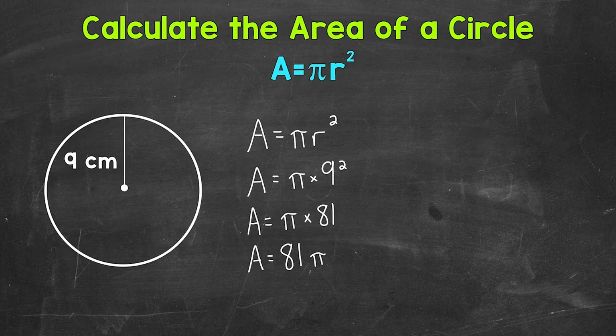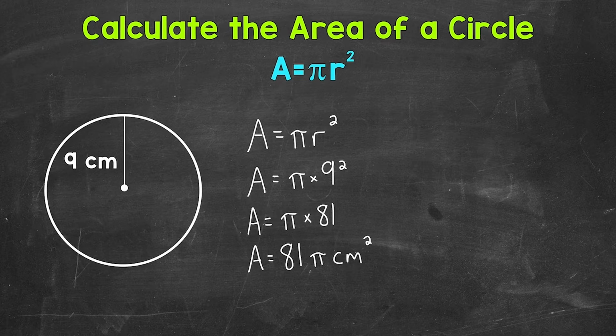One way to write the area of a circle is to write it in terms of pi, meaning we can write our number in front of the pi symbol and put our unit of measure, which is centimeters. And when working with area, it's going to be square units. So we have area equals 81 pi square centimeters. So again, one way to write our answer is in terms of pi. So we have our number and then our pi symbol followed by the unit of measure squared.